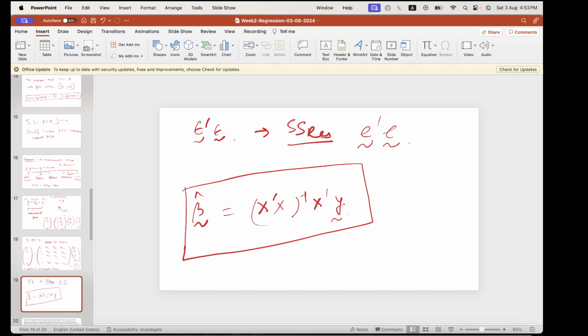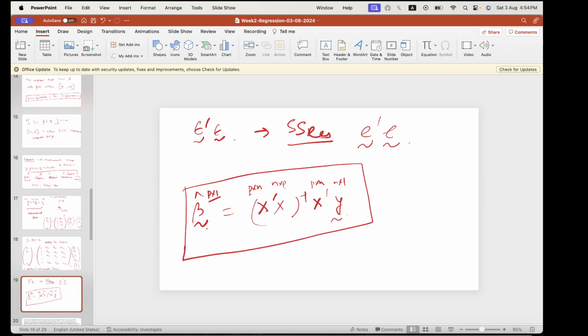So what would be the dimensions of this estimate? So x is how much? X was n cross p. So x prime would be p cross n, x would be n cross p, and this is a square matrix p cross p, so the inverse will also be p cross p, and then this would be a p cross n into n cross 1. So beta hat would be a p cross 1 vector.